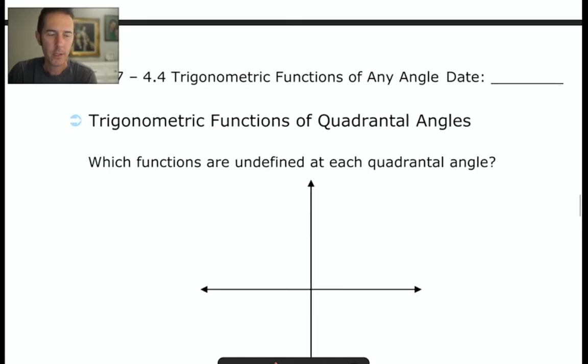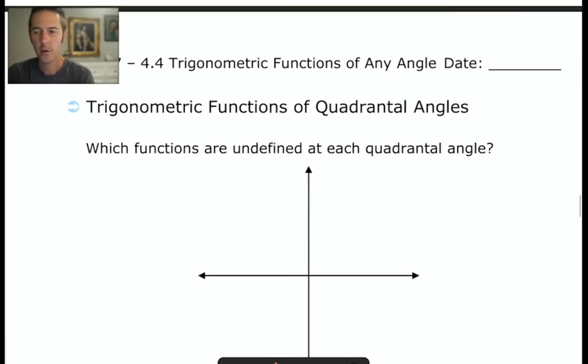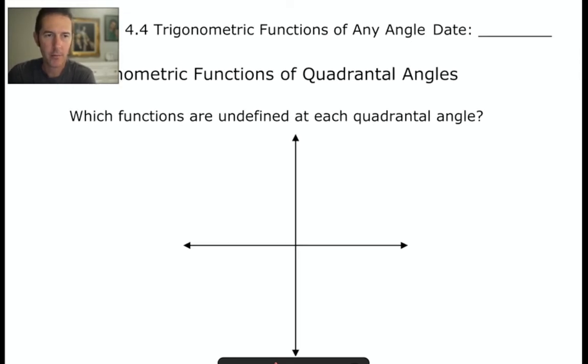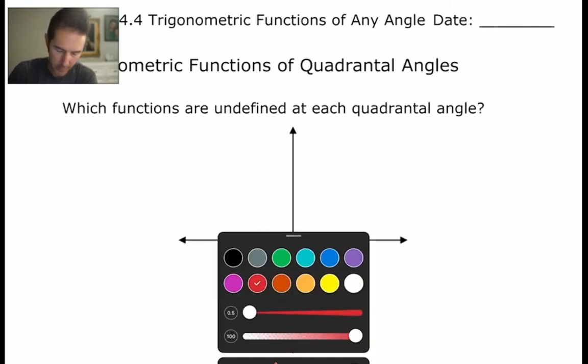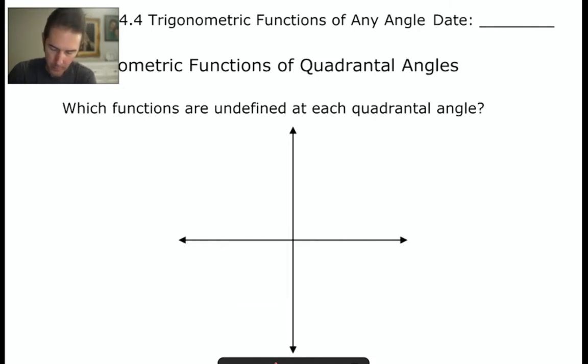So I mentioned this right at the beginning of this video, and these are called the quadrantal angles. The quadrantal angles are the theta values that would swing the hypotenuse or the radius so that it ends up on one of the axes. So if you're aiming in the direction of 0, if your theta value is 0, then your hypotenuse is going to be laying right on the positive x-axis.